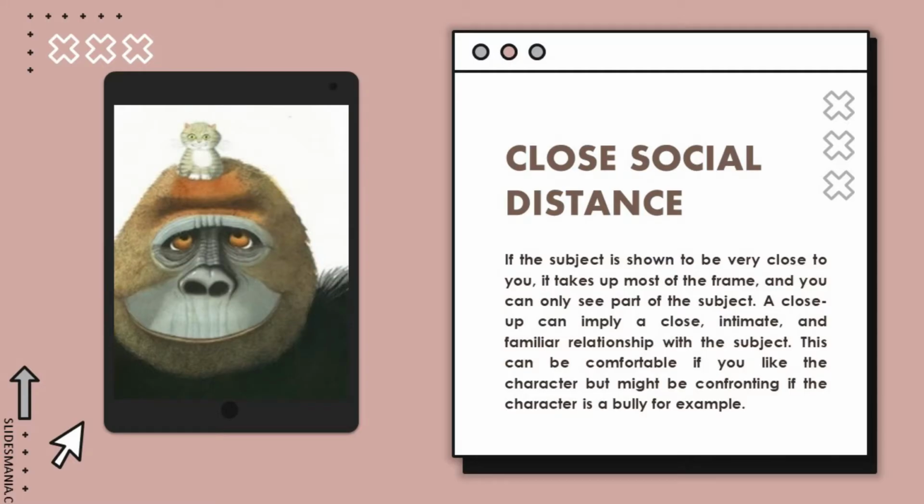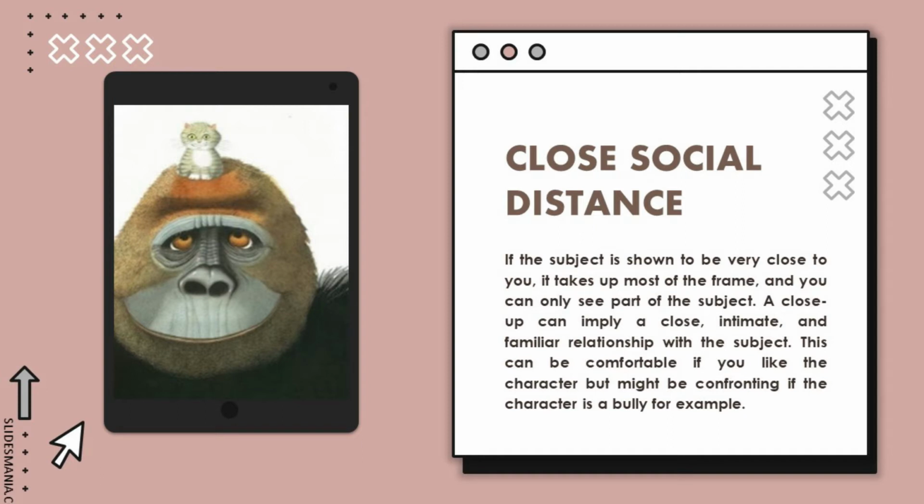Close social distance. If the subject is shown to be very close to you, it takes up most of the frame, and you can only see part of the subject. As seen in the example from Little Beauty by Anthony Brown at the side, a close framing of the subject is created through a close-up. A close-up can imply a close, intimate, and familiar relationship with the subject. This can be comfortable if you like the character but might be confronting if the character is a bully, for example.